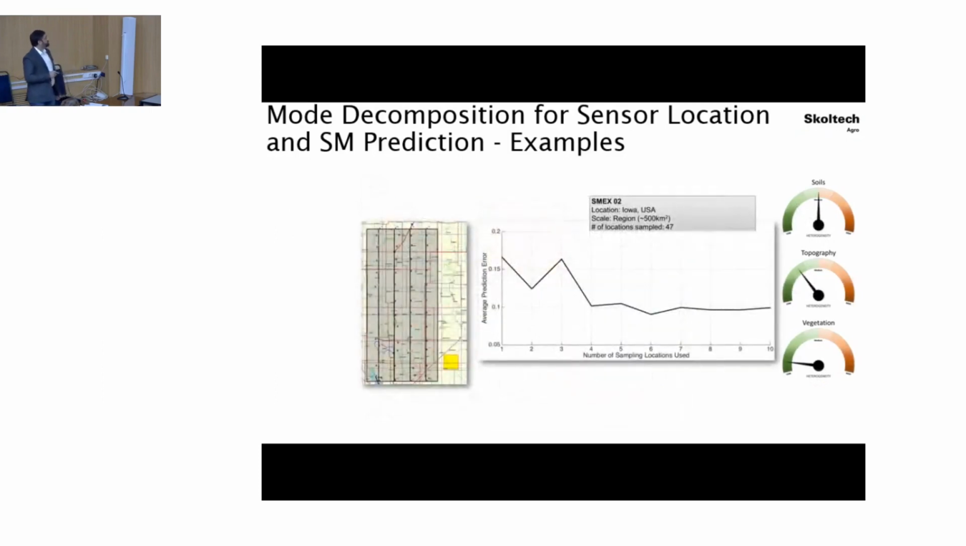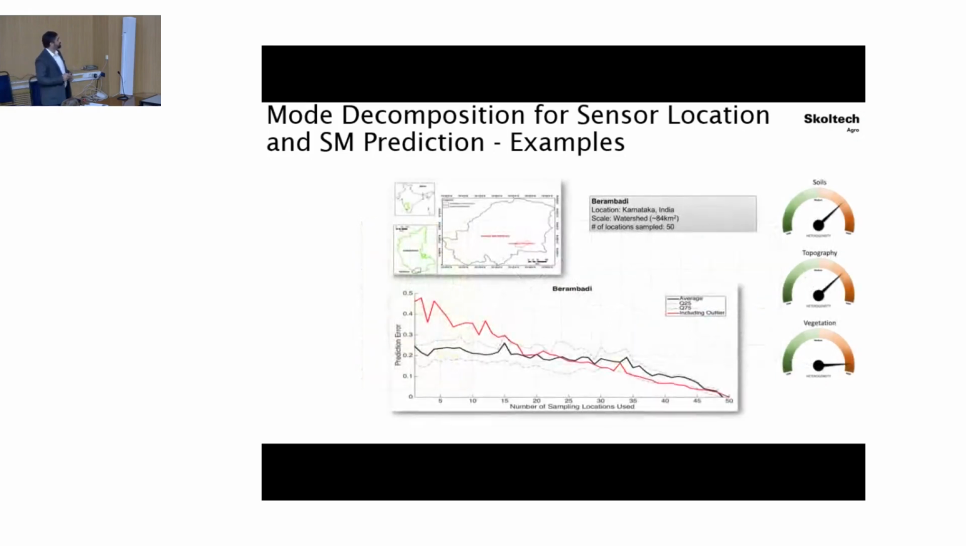If the heterogeneity in the soils, topography, vegetation is a little more, maybe we need a few more sensors. Or maybe sometimes, if it is so heterogeneous, we cannot reduce the number of sensors. In that case, we'll have to think of maybe remote sensing and not on-ground sensors.